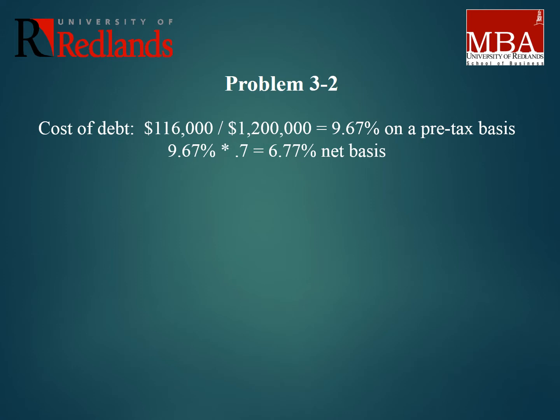And then we divide that by the $1.2 million, which is the total liabilities, and that gives us 9.67% on a pre-tax basis. If we take that 9.67 and we multiply that by 1 minus the tax rate of 30%, that gives us 6.77% on a net of tax basis. The cost of equity is nothing more than adding together the risk-free rate of return of 3% and the risk premium of 4.05%, leaving us with a cost of equity of 7.05%.